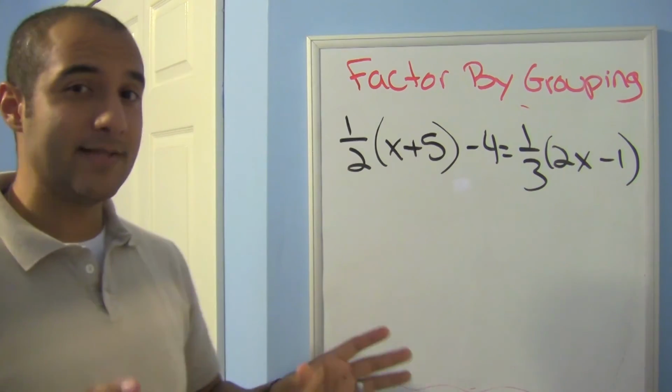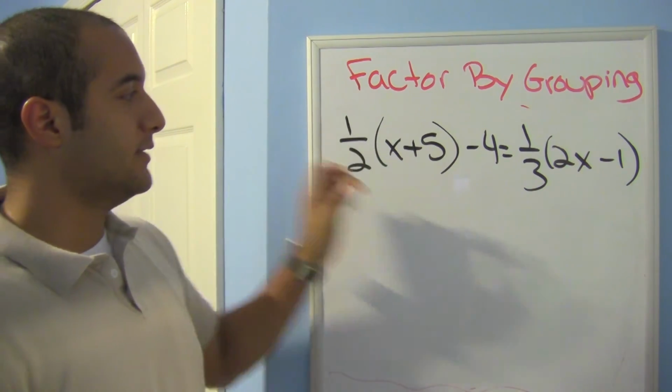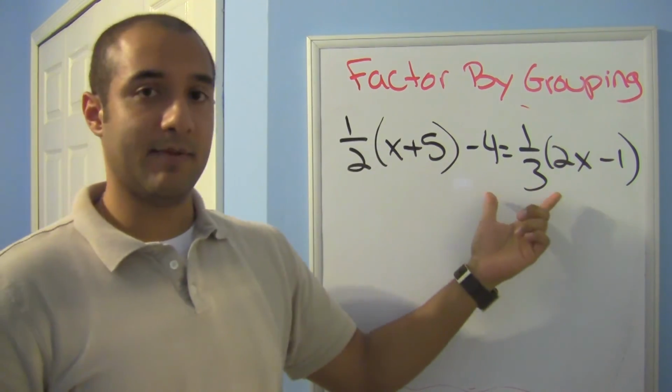Alright, what if you get something crazy looking like this, and you have parts getting multiplied by fractions?